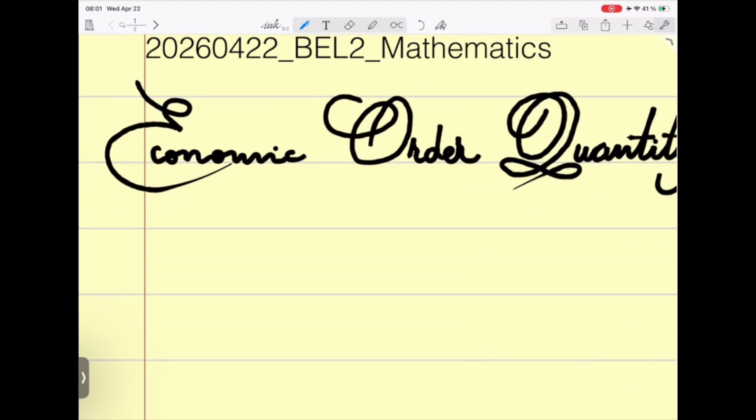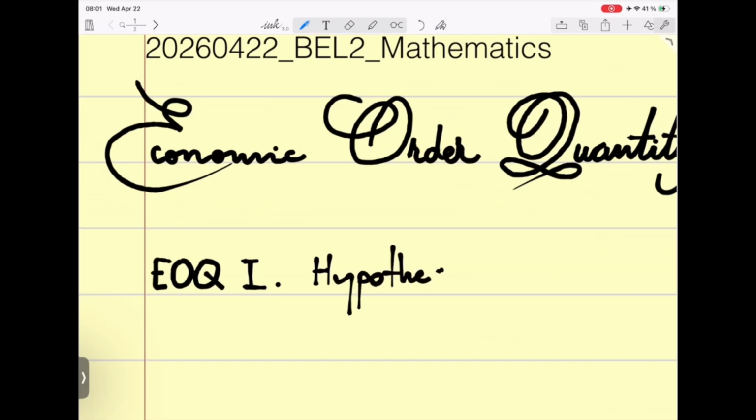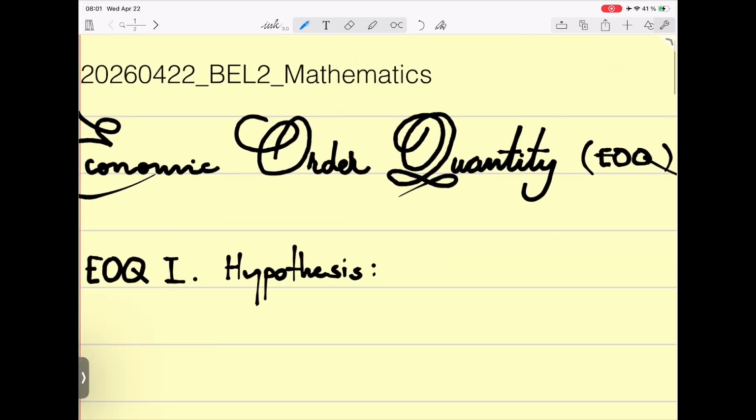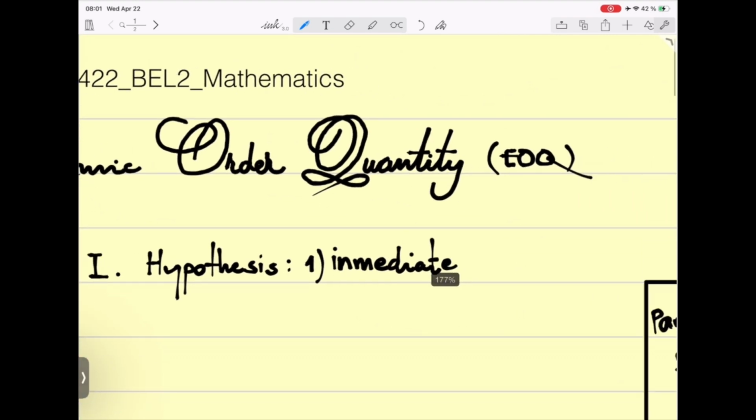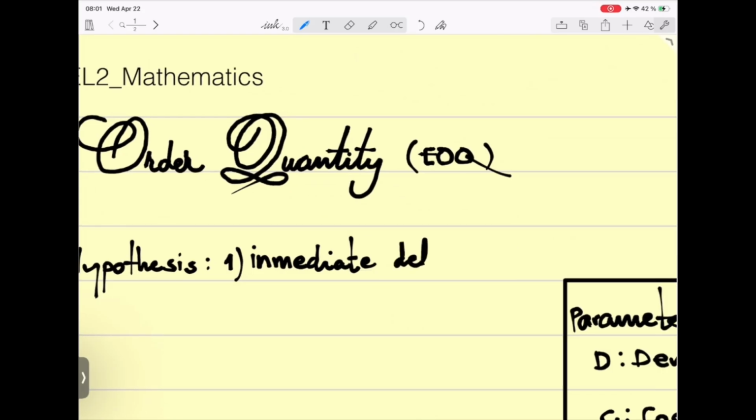We're going to take three different models, okay? So the economic order quantity, EOQ, model number 1, okay? It takes two hypotheses. This is something we are going to assume, okay? Always in math, hypothesis is something we assume. The first hypothesis is immediate delivery and production. This is the easiest.